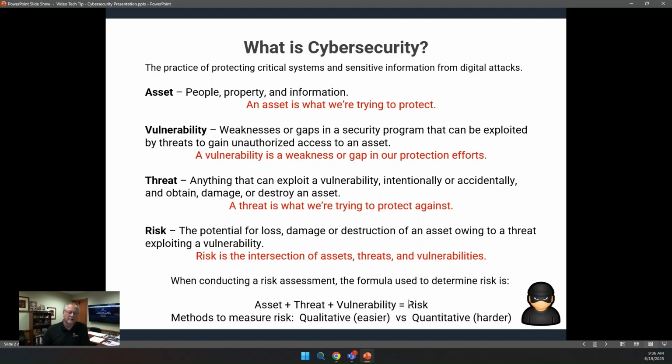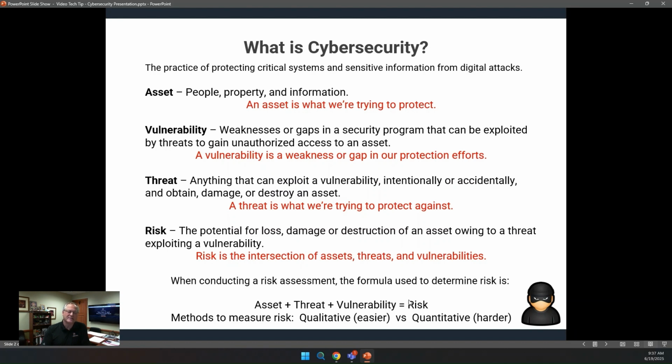The vulnerability is a weakness or gap in a security program that can be exploited by threats to gain unauthorized access to those assets. The threat is anything that can exploit that vulnerability, intentionally or accidentally, to obtain, damage, or destroy an asset. And of course, the risk then is the potential for loss, damage, or destruction of the asset owing to a threat exploiting a vulnerability.